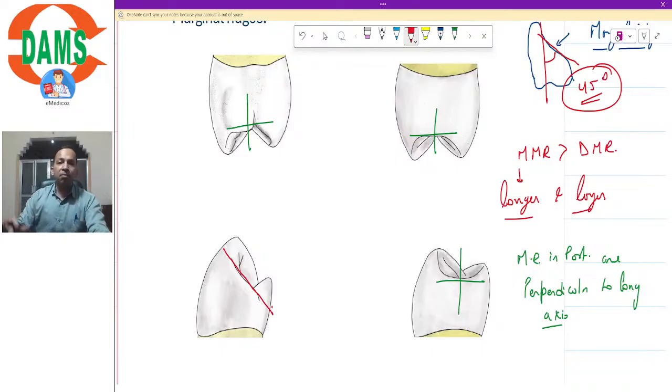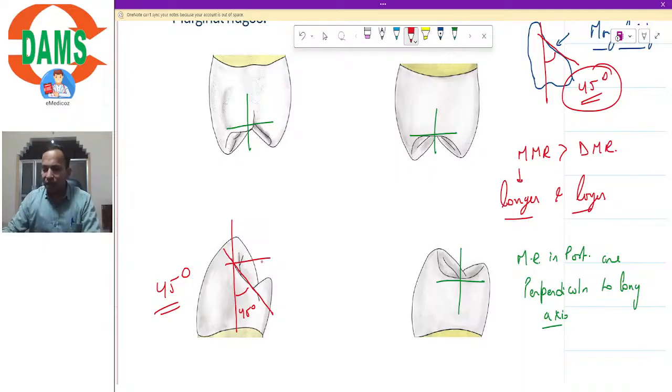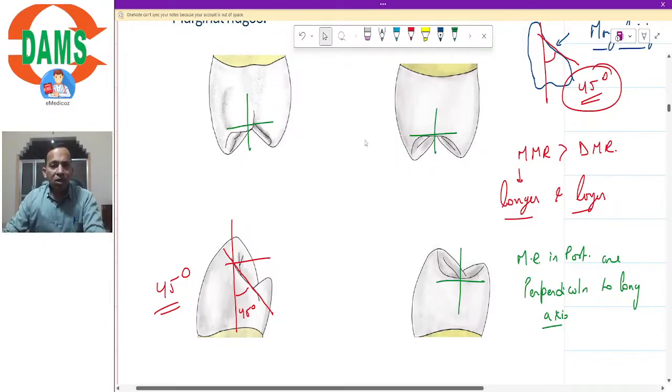Now, as you can see in this picture, the mesial marginal ridge of the lower first premolar does not appear to be perpendicular to the long axis, isn't it? It does not look perpendicular to the long axis. So this is the only exception where the marginal ridge is not perpendicular to the long axis. Here, the marginal ridge makes an angle of 45 degrees, right? So the mesial marginal ridge of the mandibular first premolar makes an angle of 45 degrees to the long axis, or to the horizontal, whatever you want to call it, right? So this is the only exception.